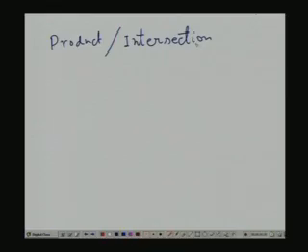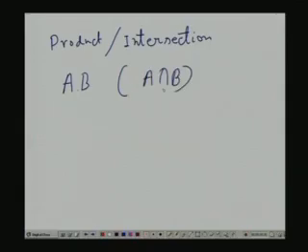Similarly, product or intersection. This is denoted by A B. You can put a dot, but you are possibly used to this notation. But again, going by the book, I will follow this. This means this intersection is a set where only those elements which are present both in A and B are contained. So, it basically looks at the overlap between A and B.